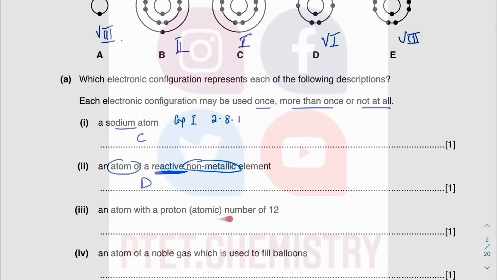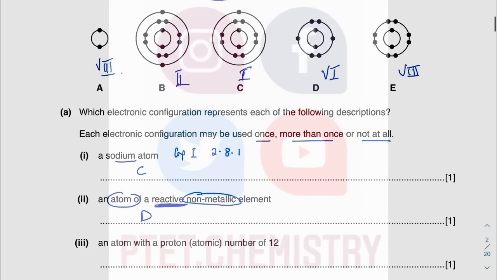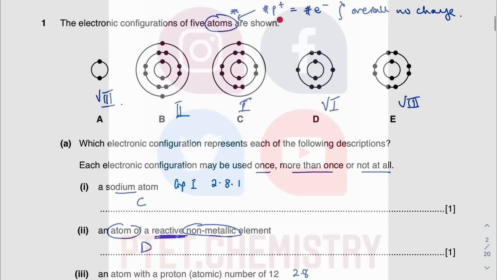An atom with a proton number of 12. So when you think about 12, you're looking at 2, 8, because as I mentioned earlier, these are atoms, the number of protons equals the number of electrons. So you're looking at a proton number of 12, therefore you have 12 electrons, therefore it should be 2, 8, 2. So you're looking at group 2, where you have 2 electrons in the third shell. In fact, the only group 2 here is this one, 2, 8, 2. Alright, so that will be B.